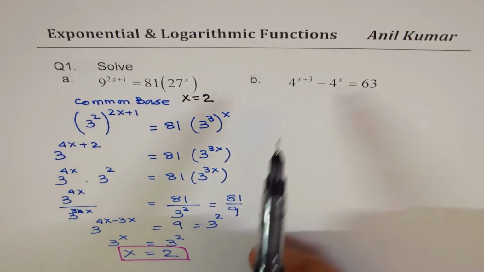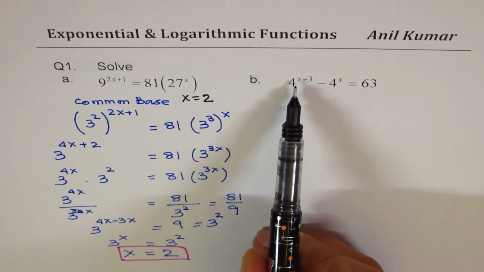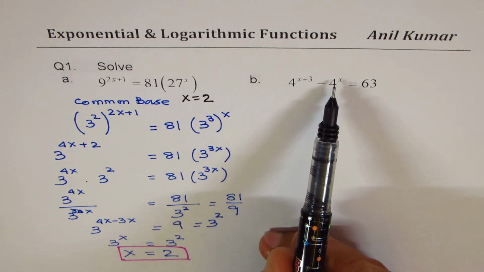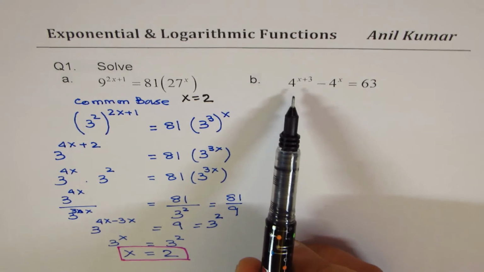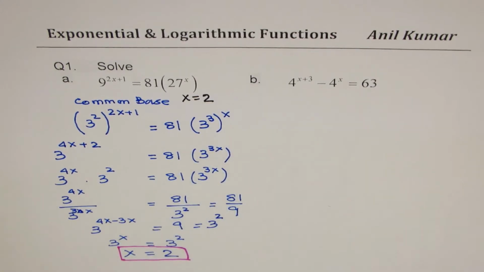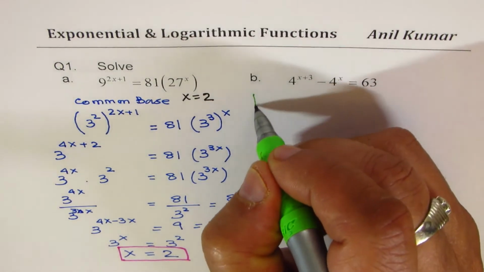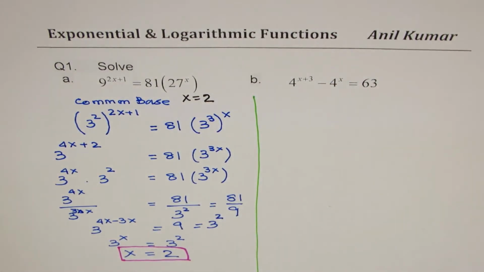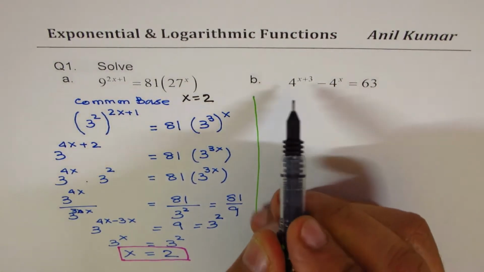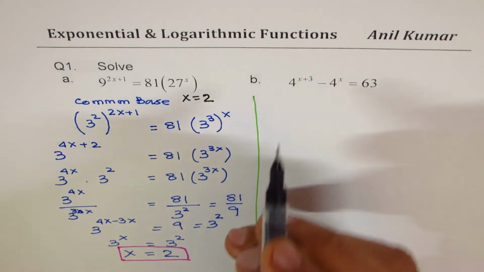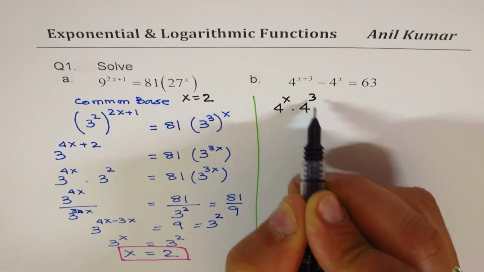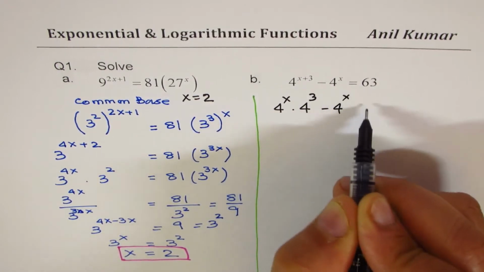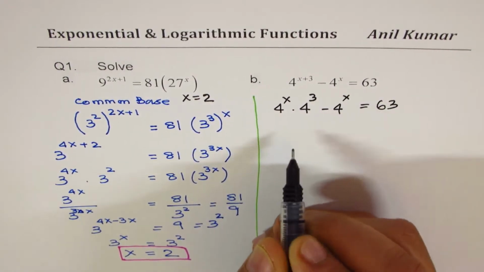Let's do the next one. We have 4 to the power of x plus 3 minus 4 to the power of x equals 63. Now, I'm going to adopt a different method to solve this particular question. Means these steps which I'm following now for part B are more efficient. When I say 4 to the power of x plus 3, it means it is 4 to the power of x times 4 cubed, right? Minus 4 to the power of x equals 63.